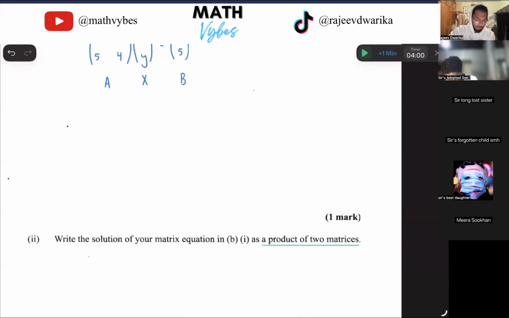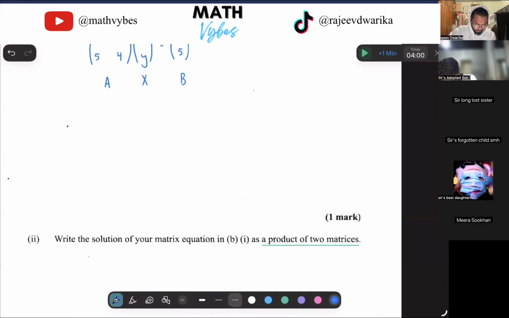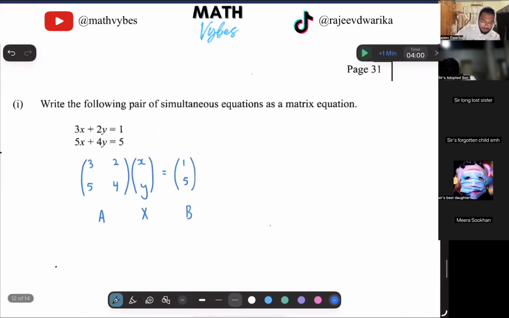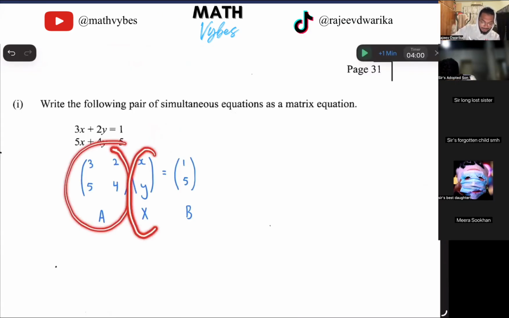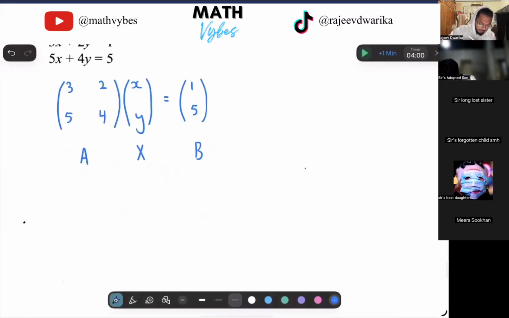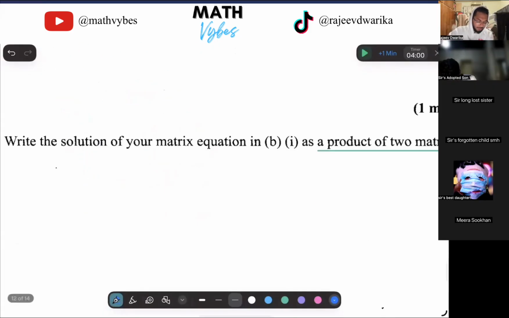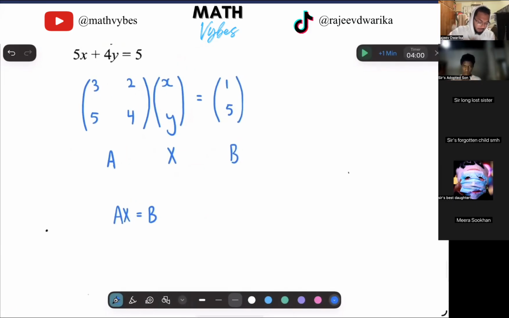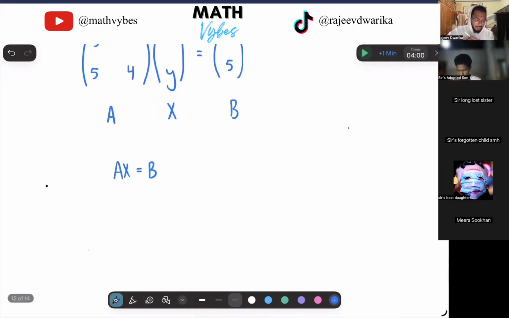Part 2. Write the solution of your matrix equation in part B as a product of two matrices. Right, a product. So we need to multiply two matrices by each other. We said that this could be matrix A, this could be matrix X, and this could be matrix B. So I could now write that AX is equal to B. If I want to find the solution, I would need to make X the subject of the formula. So tell me, Akira, how would I multiply to get rid of A?